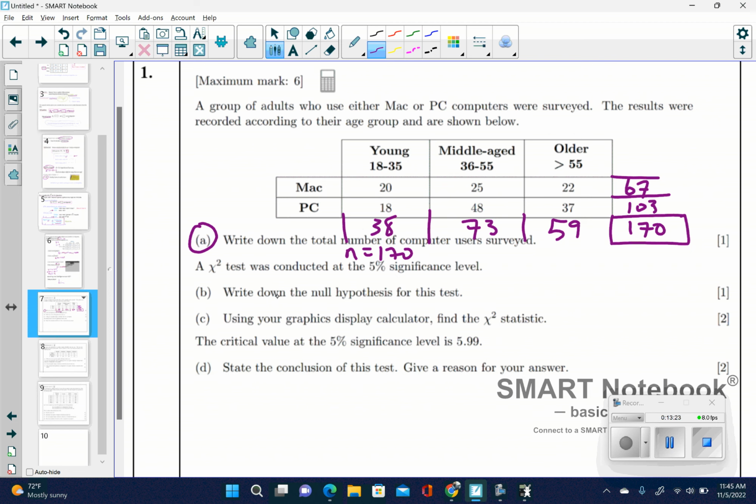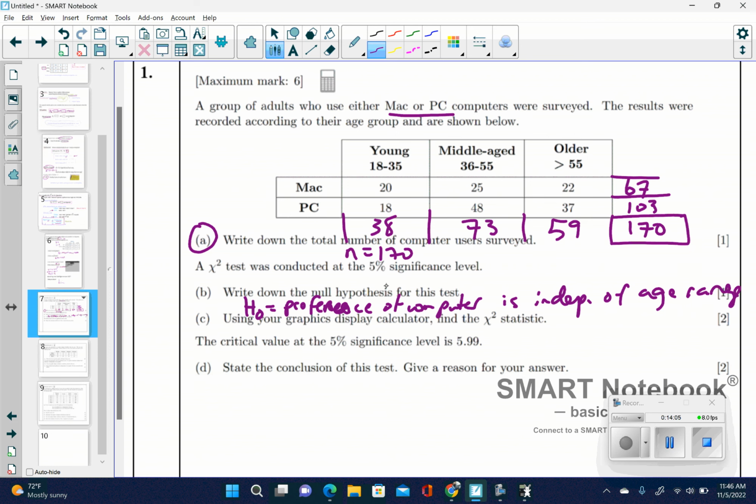Part B. Write down the null hypothesis for this test. So what are we talking about? Our two variables are going to be preference of either Mac or computer, so preference of computer type, right? So that's one variable. So our H0 is that preference of computer type is independent of, and what are we looking at? Ages, right? Of age range, let's say. Okay, so that's going to be our null hypothesis.